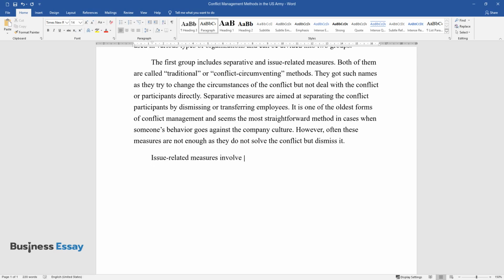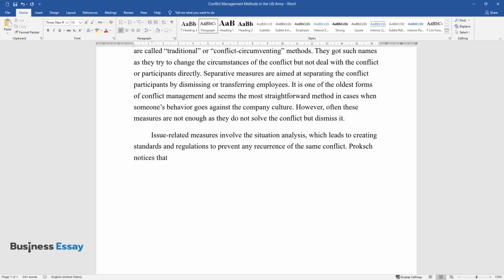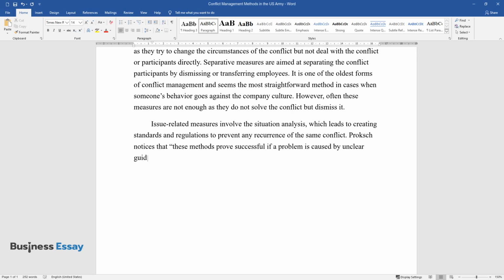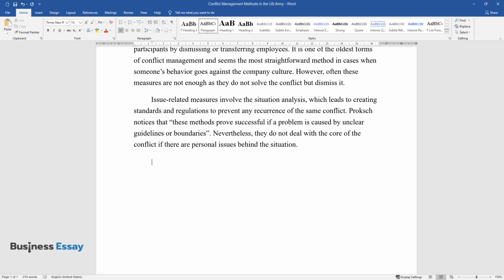Issue-related measures involve the situation analysis, which leads to creating standards and regulations to prevent any recurrence of the same conflict. Proksch notices that these methods prove successful if a problem is caused by unclear guidelines or boundaries. Nevertheless, they do not deal with the core of the conflict if there are personal issues behind the situation.